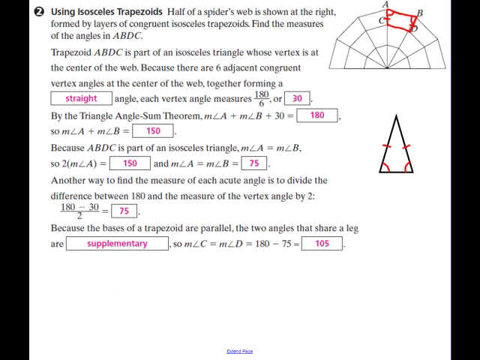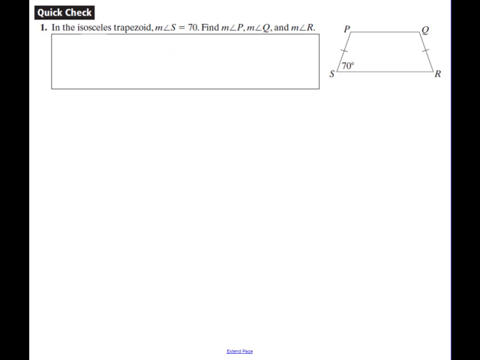Alright, I'm going to let you guys try the quick check problem on your own. Quick check number 1 says, in the isosceles trapezoid, the measure of angle S is equal to 70. Find P, Q, and R. So don't forget this is isosceles. You can see the marks here and it mentions it here. This is 70, so use the properties that we learned and determine the angles of the other 4 angles.